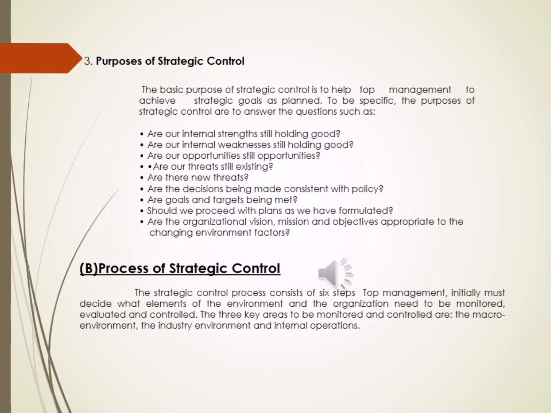Purposes of strategic control. The basic purpose of strategic control is to help top management to achieve strategic goals as planned. To be specific, the purposes of strategic control are to answer questions such as: Are our internal strengths and weaknesses still holding good? Or are opportunities still opportunities? And are threats still existing or are there new threats? And are the decisions being made consistent with policy? Are goals and targets being met? Then, should we proceed with plans as we have formulated? Then, lastly, are the organizational vision, mission, and objectives appropriate to changing environmental factors?